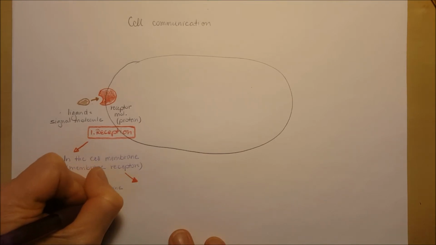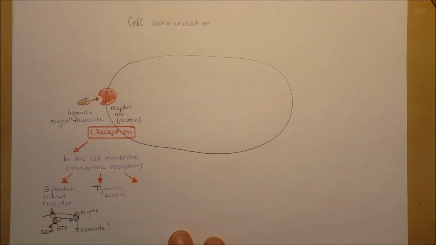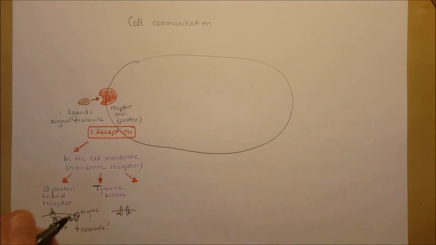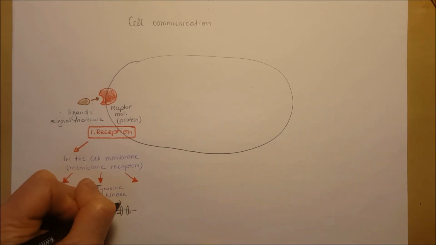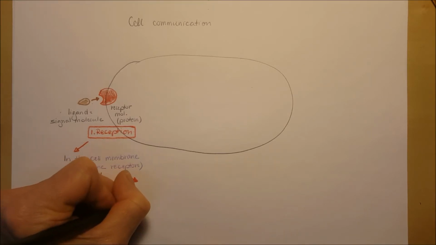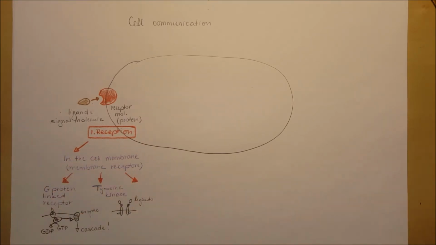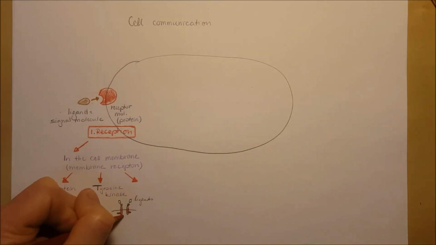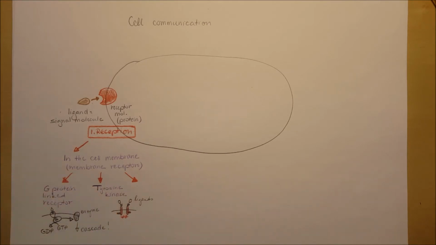The other one is the tyrosine kinase transmembrane receptor. It's a dimer. It contains 2 parts. The 2 parts are separated from each other when no signaling is going on, but when the ligands are attached to the tyrosine kinase, the 2 parts will join and get phosphorylated through ATP. Phosphorylated means it will pick up a phosphate group from ATP.